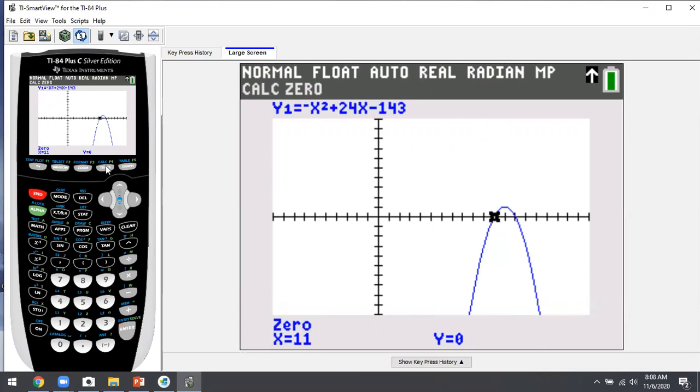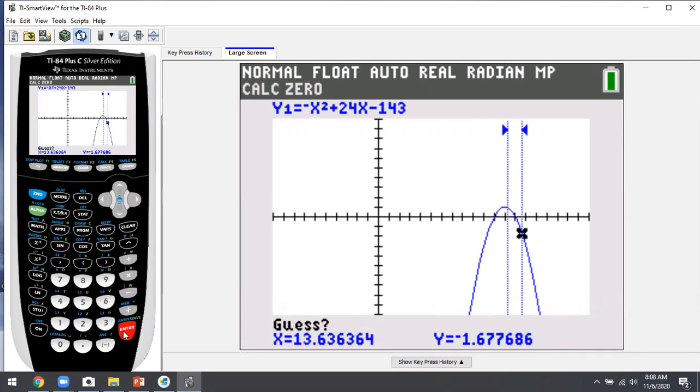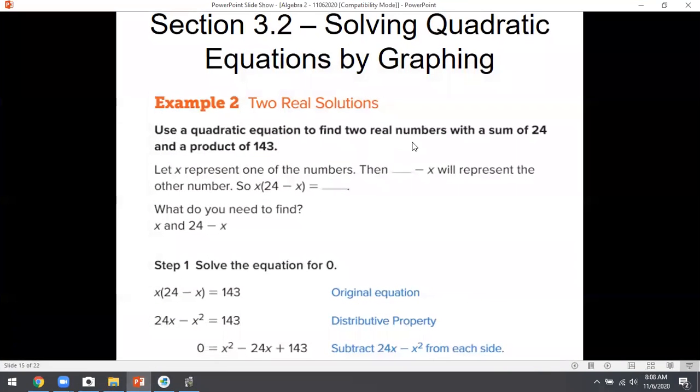Similarly, you try to find the other one. Second calc. 0. I need to go to the left of that one. I'm definitely to the left of it. Enter. Right of it. Enter. And you get 13. So your answers are 11 and 13. So the two numbers are 11 and 13.